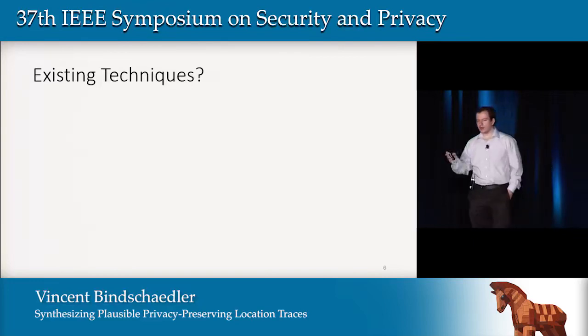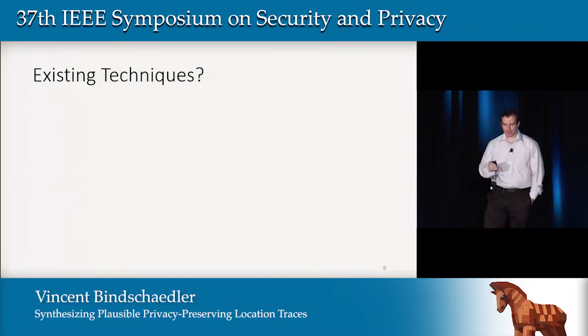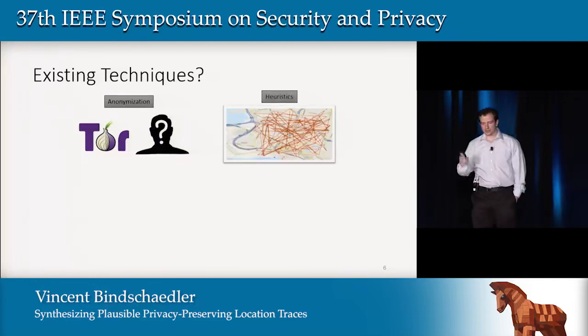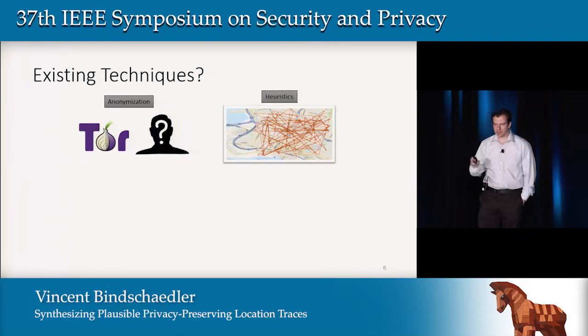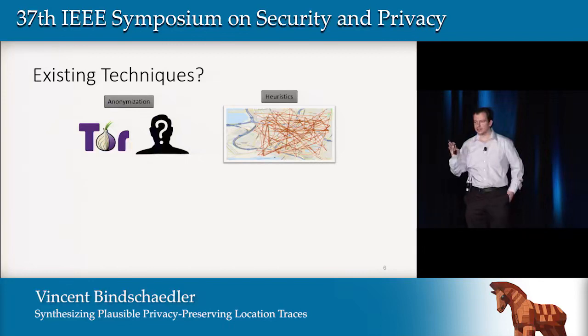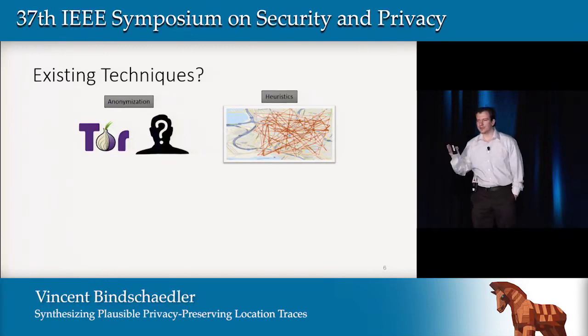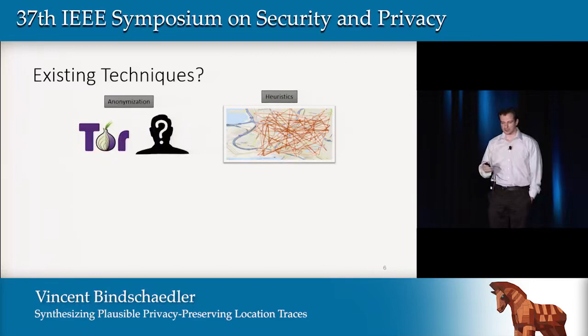So you can ask, okay, why not use existing techniques to sanitize location trajectories? Well, you can think of doing things like anonymization, but this has been shown not to be sufficient for location privacy in several papers. There are heuristics, of course, to generate synthetic location traces, but what's really important is that we preserve utility and that we generate synthetics that are plausible, that is, realistic trajectories. Because if not, for example in the location-based scenario, the adversary can simply filter out those fake trajectories.